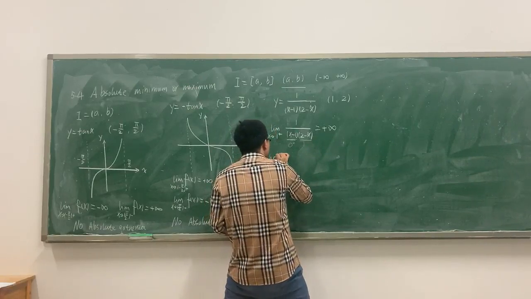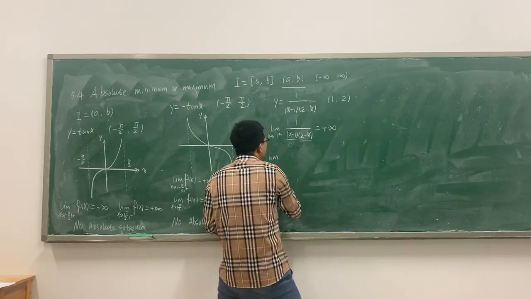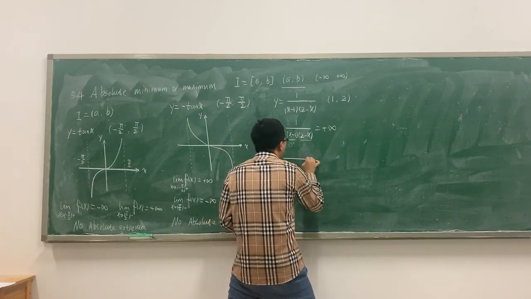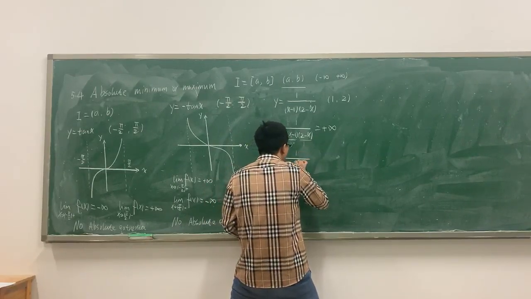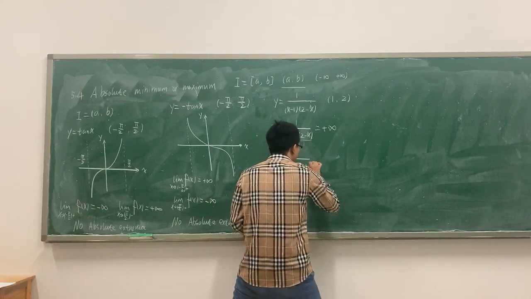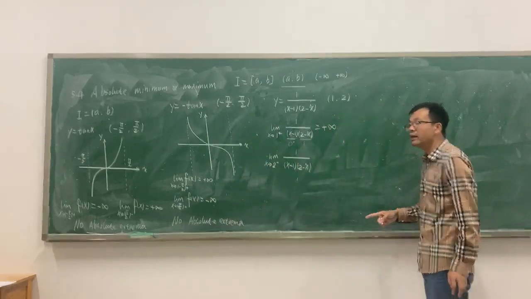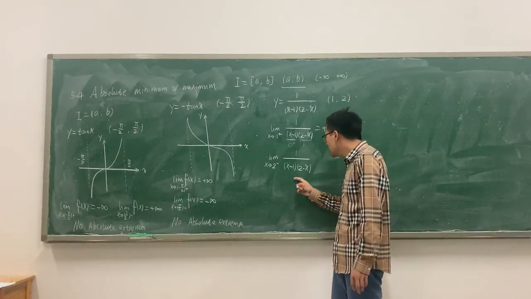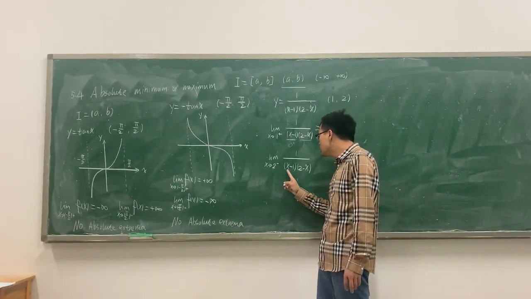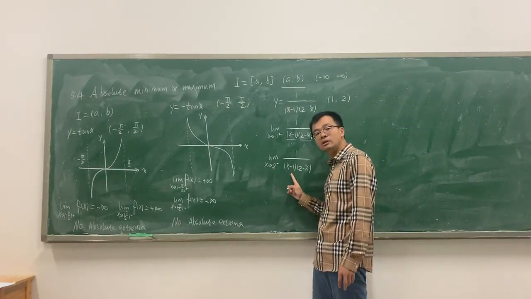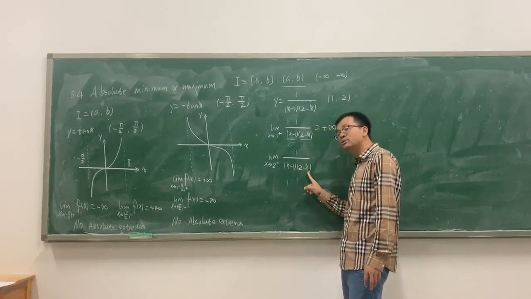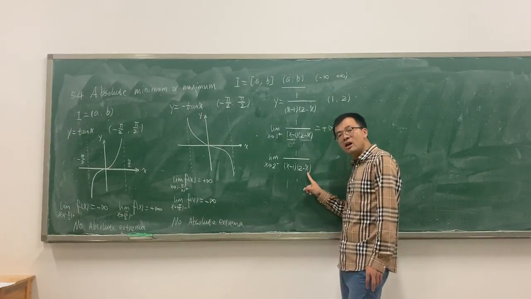Now we can see another one: x approaches 2 from the left, 1 by (x minus 1) times (2 minus x). For this function, when x approaches 2, x minus 1 approaches 1. And 2 minus x approaches 0. Is it 0 from the left or from the right?